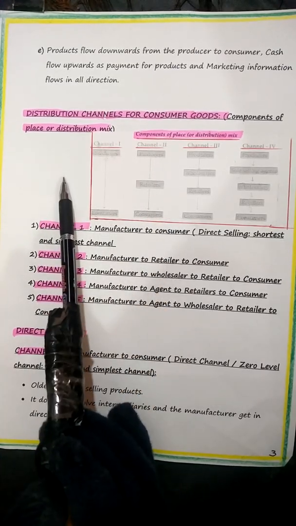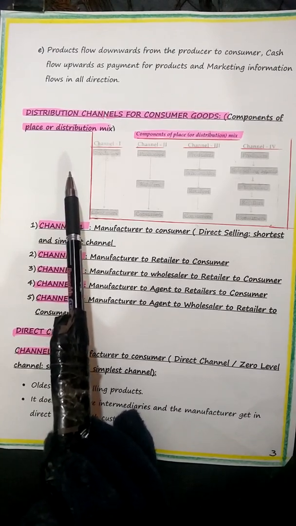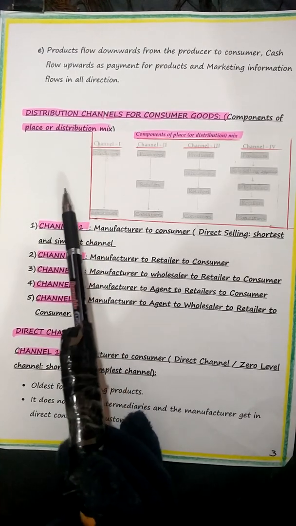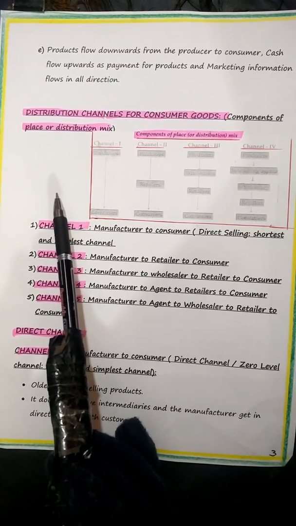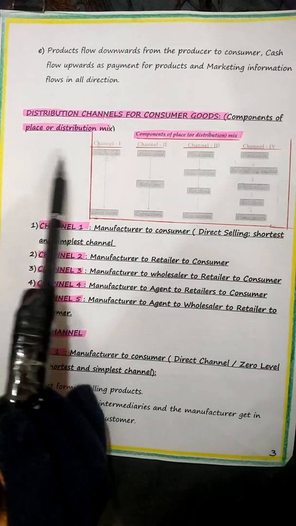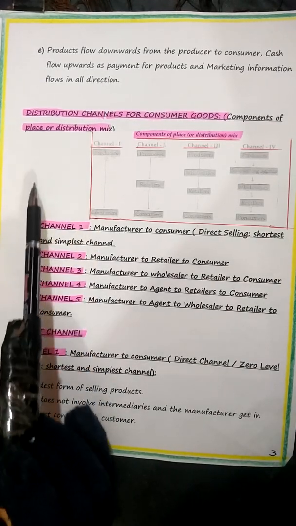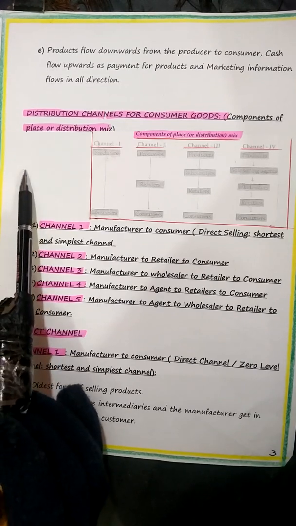Indirect selling, please make a note here, children. Indirect selling involves two things. First of all, it involves intermediaries, middlemen. What type of middlemen? You must know this, children. Please make a note. First one is merchant middleman. The second one is mercantile middleman. What is merchant middleman? Wholesalers, retailers. They are only worried about trade.